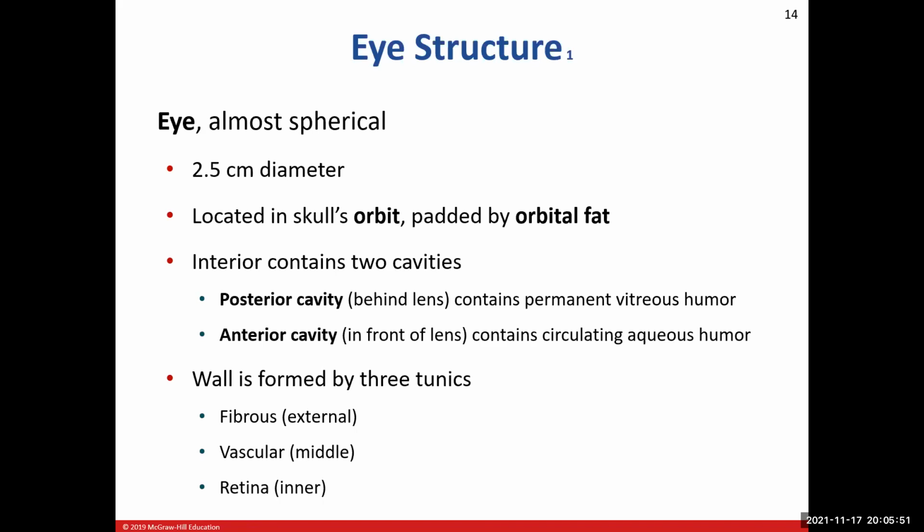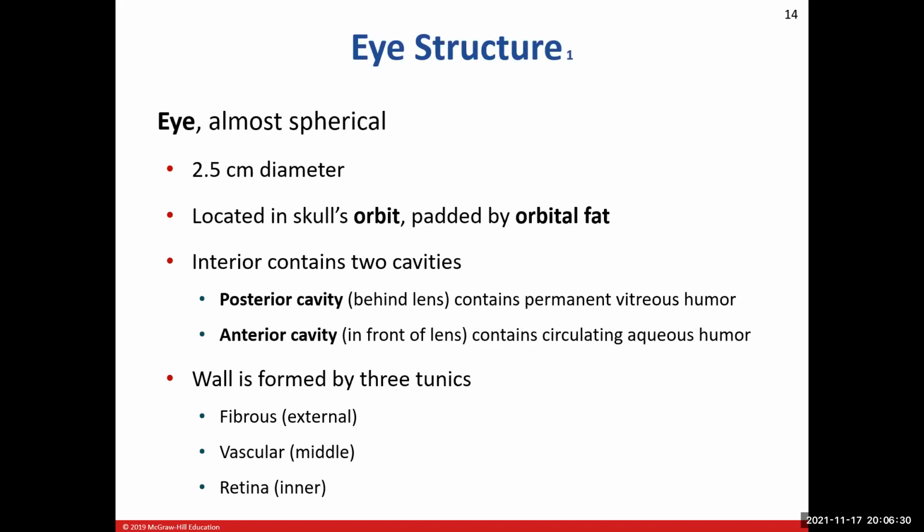But again, some of the functions of adipose tissue include insulation and cushioning. And that's what the orbital fat does. It helps to pad the eye and protect it so it's not banging around inside of the orbits of your skull. So when we're looking at the eye, it's made up of two cavities. The inside of the eye has two cavities. You have the posterior cavity, and that's everything behind the lens. And then the anterior cavity is everything in front of the lens.